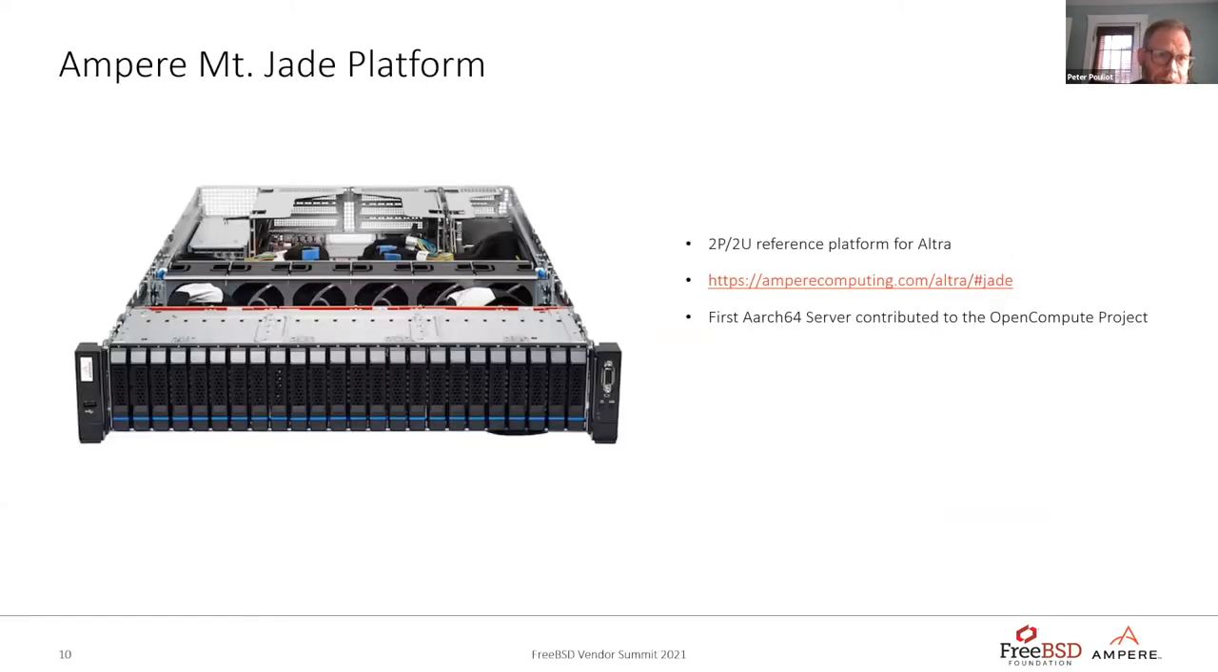This is what an Ampere Mount Jade platform looks like. And as I said, it's a 2U, 2P configuration with up to 256 cores using our Ultra Max processor. And it's the first AArch64 server contributed to the Open Compute Project.